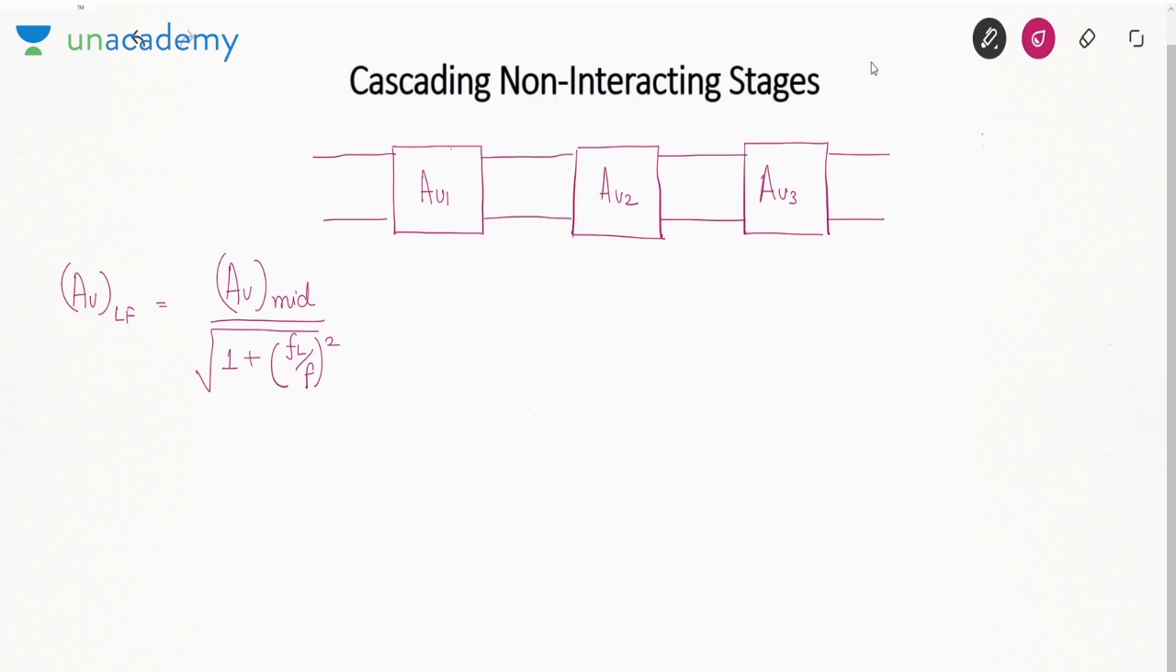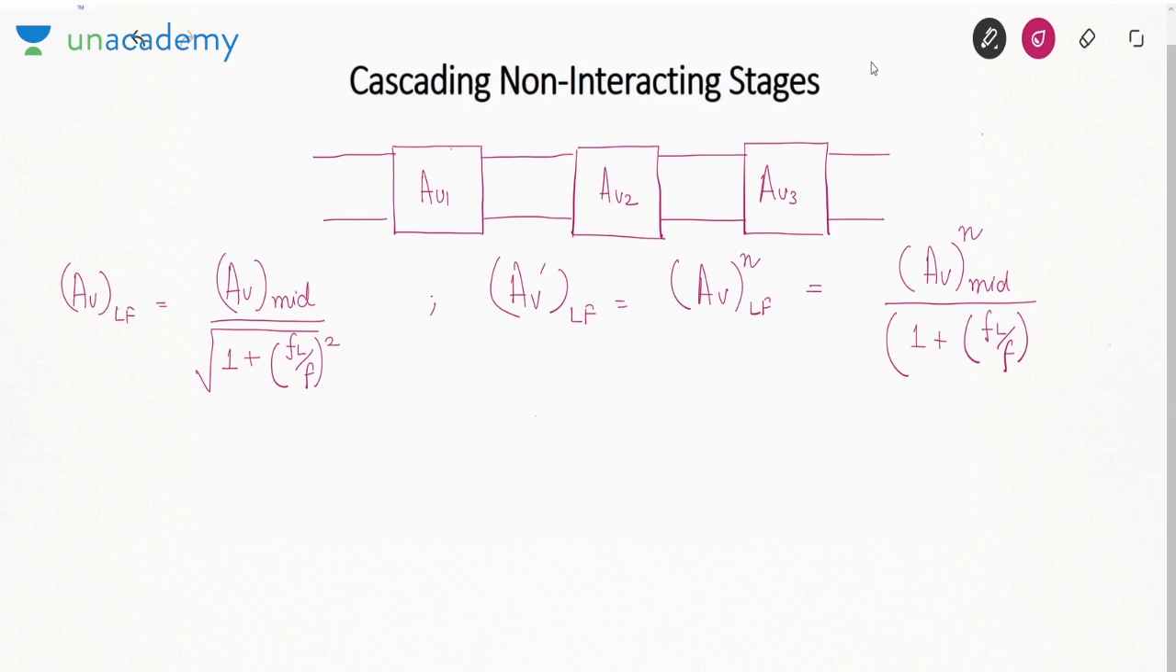This was the gain. Now suppose n such stages are cascaded, so AV dash in low frequency is AV low frequency to the power n. N gains are multiplied, so it will become AV mid to the power n, divided by 1 plus FL by F under root, raised to the power n. If you raise the power of the under root to the power n, it will become n by 2.